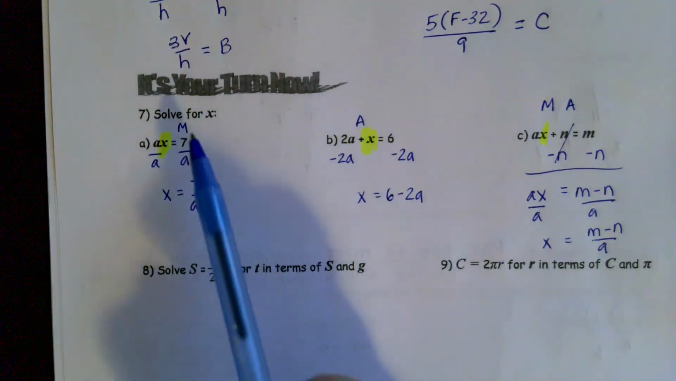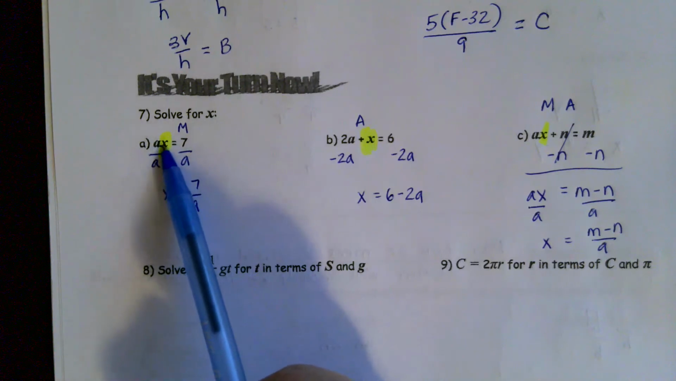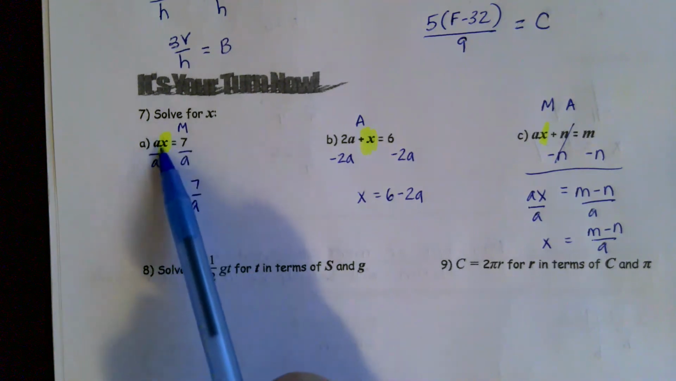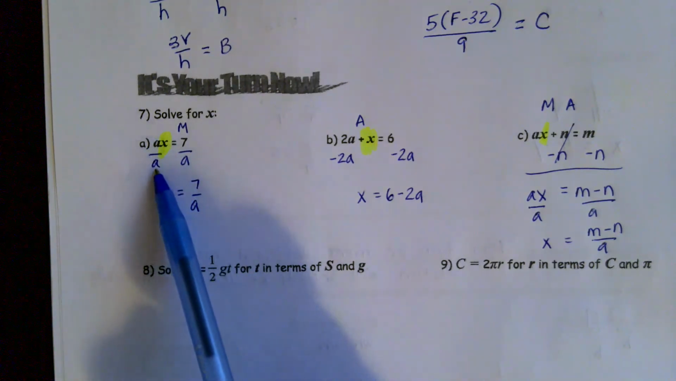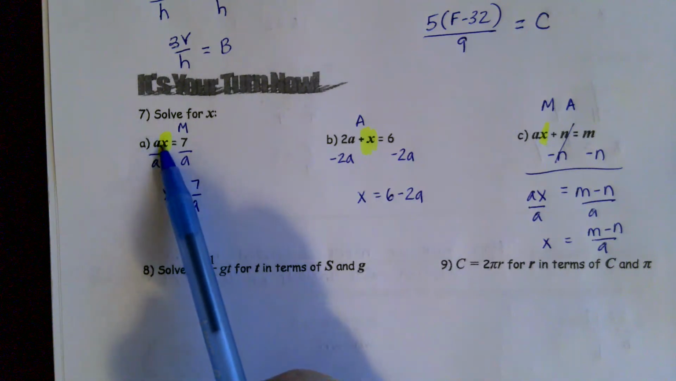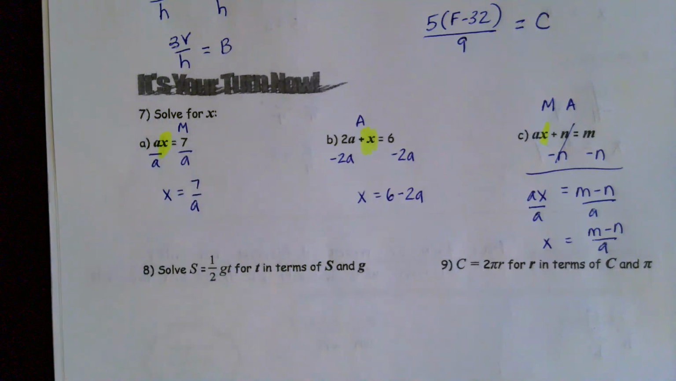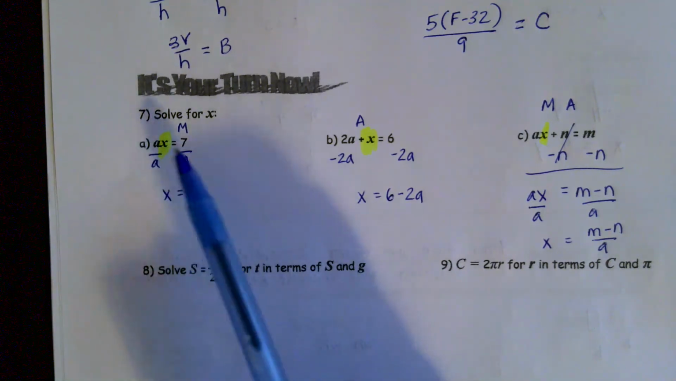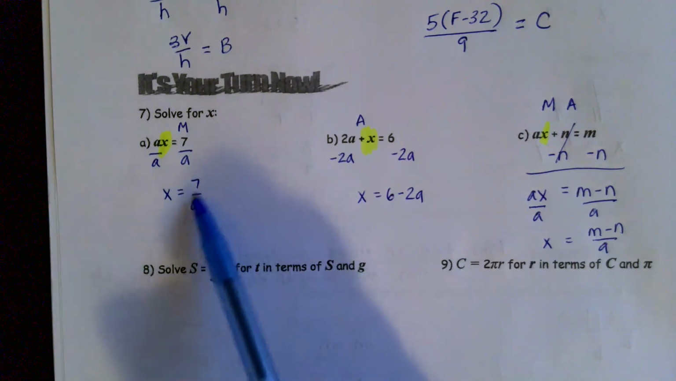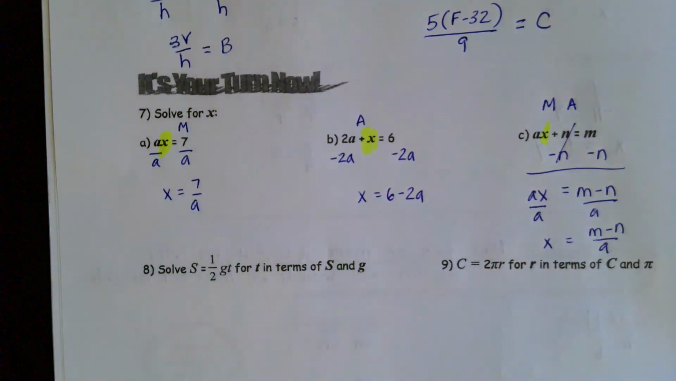Okay, let's take a look at this. The only thing happening next to x was multiplication, and the inverse of multiplying is dividing. So instead of multiplying by a, I will divide by a. I do that on both sides of the equation, division property of equality. And a divided by a is 1, so this is 1x equals 7 over a.